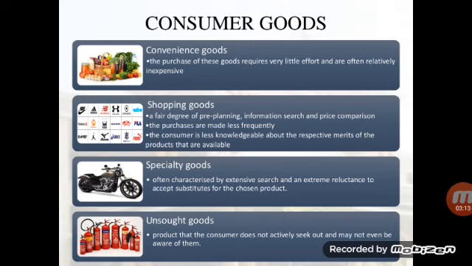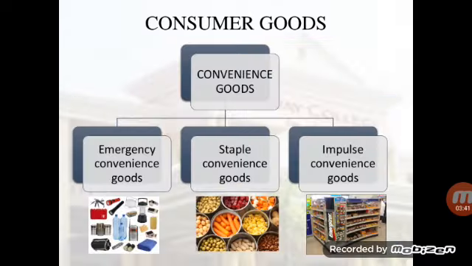A very quick example: convenience goods, a can of Coca-Cola. Shopping goods are things like electrical appliances and furniture. Specialty goods are like expensive perfumes and iPhones. And unsought goods are like life insurance or untapped products like new perfumes in the market. So those are the 4 consumer goods that we looked at.